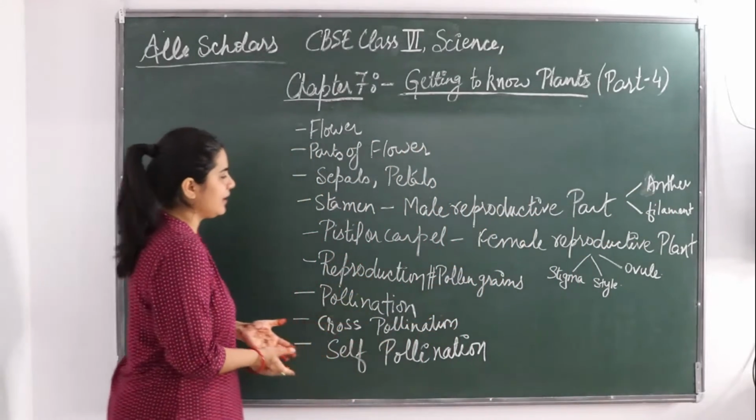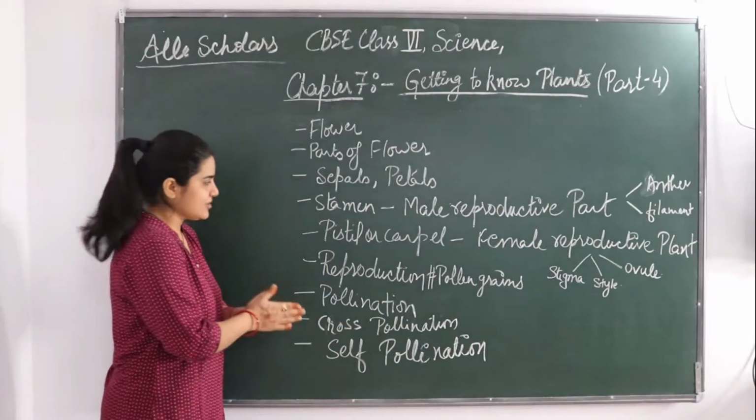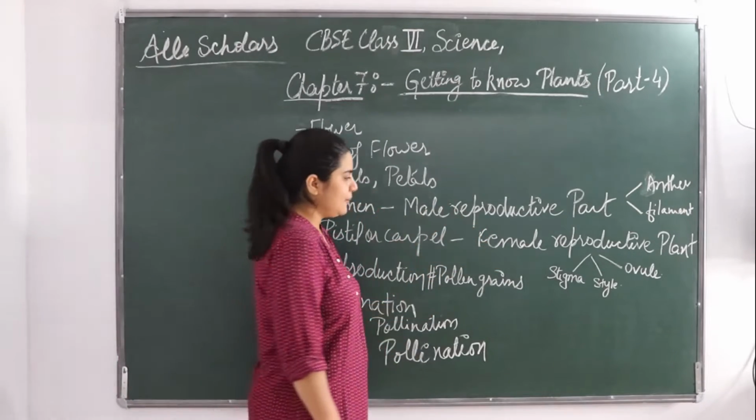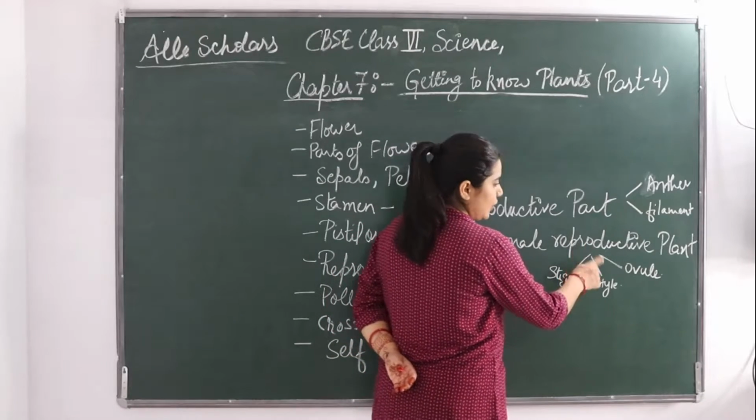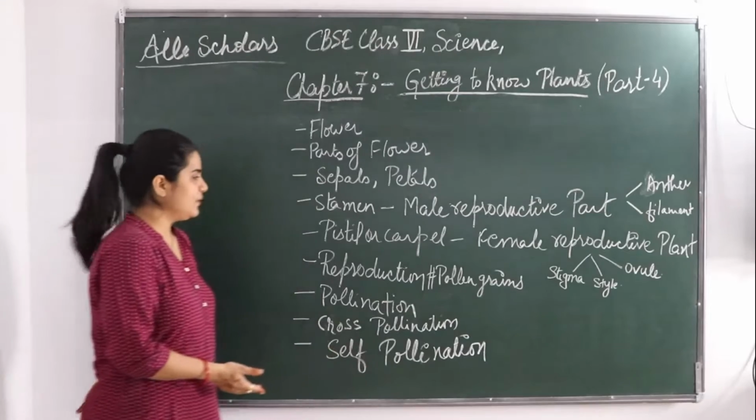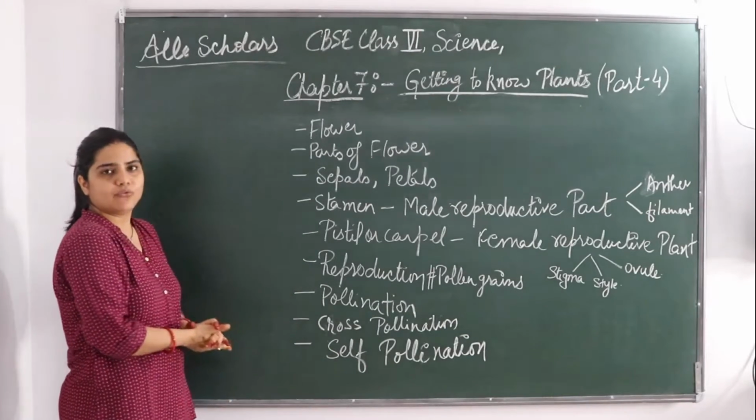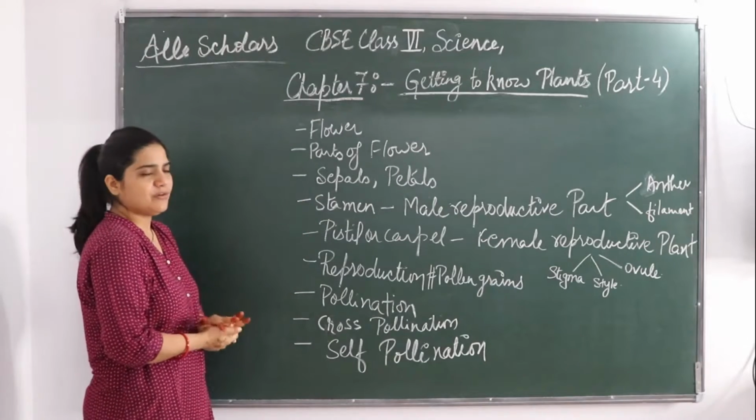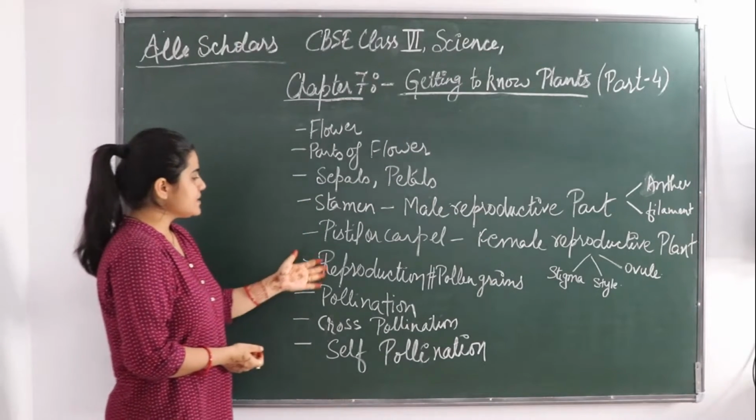I will be drawing the diagrams and showing you all these structures. Then the pistil or the carpel is the female reproductive part. It has 3 further parts, that is stigma, style, ovule. This diagram also will be drawn. The structure of the whole flower will be drawn and individually I will be showing you all the parts of a flower. Next comes the reproduction.